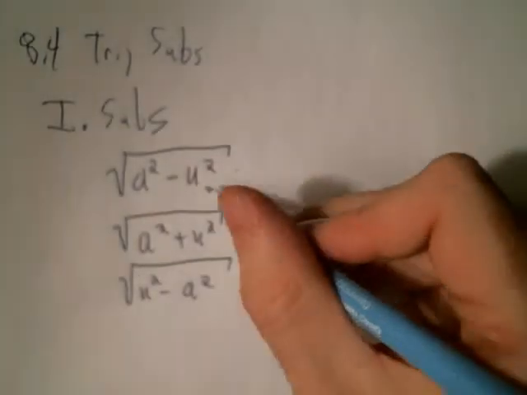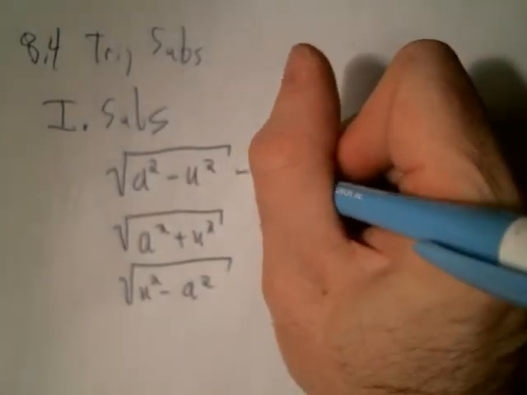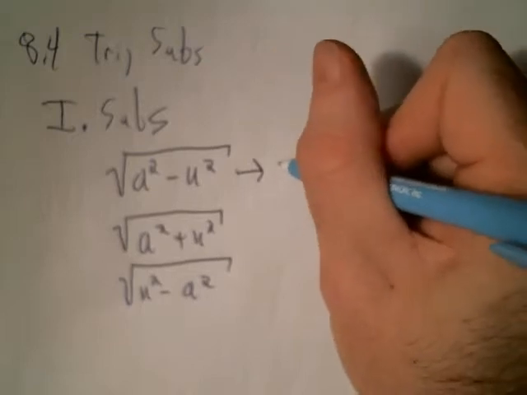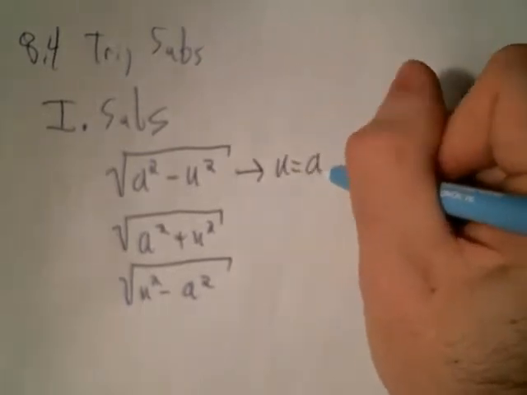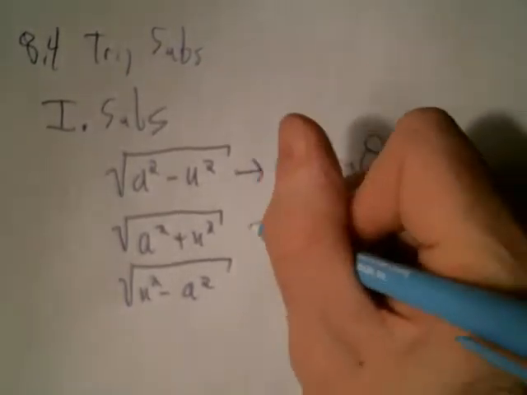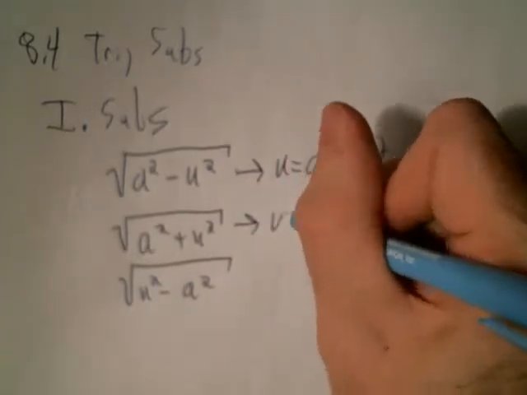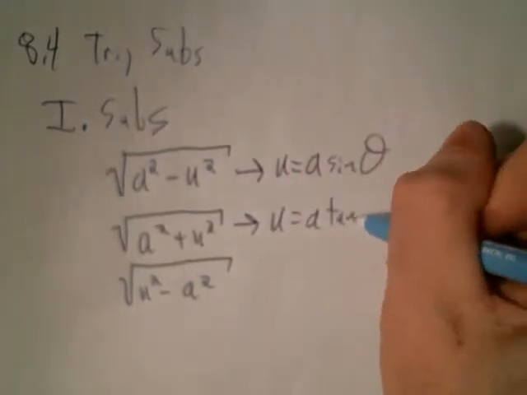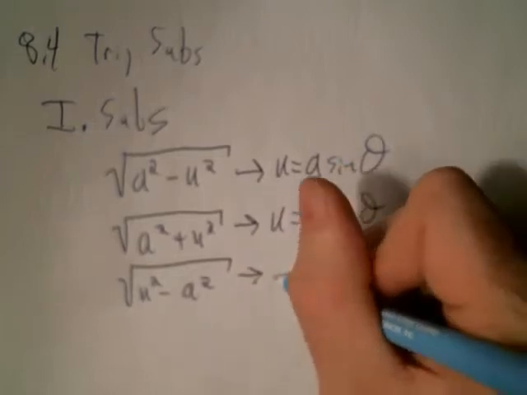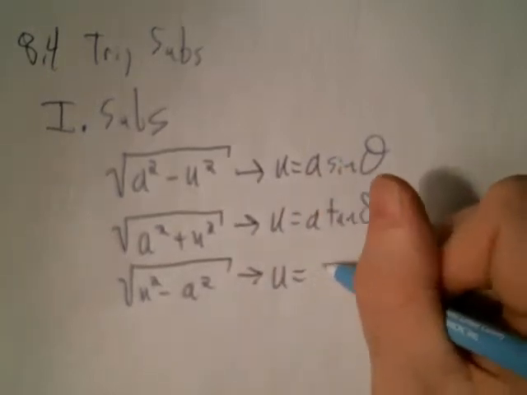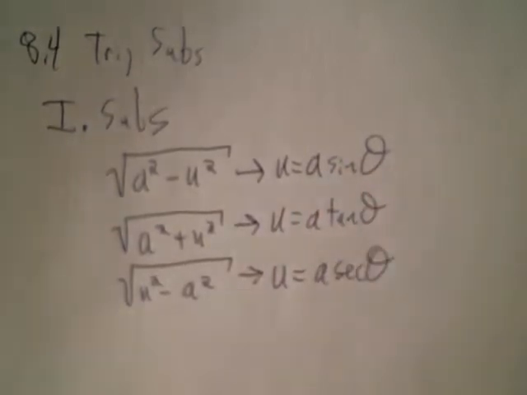Okay, so to get rid of this square root object in your integral, you'll let u equal a sine theta. In order to get rid of this guy, you let u equal a tan theta. In order to get rid of this guy, let u equal a secant theta.